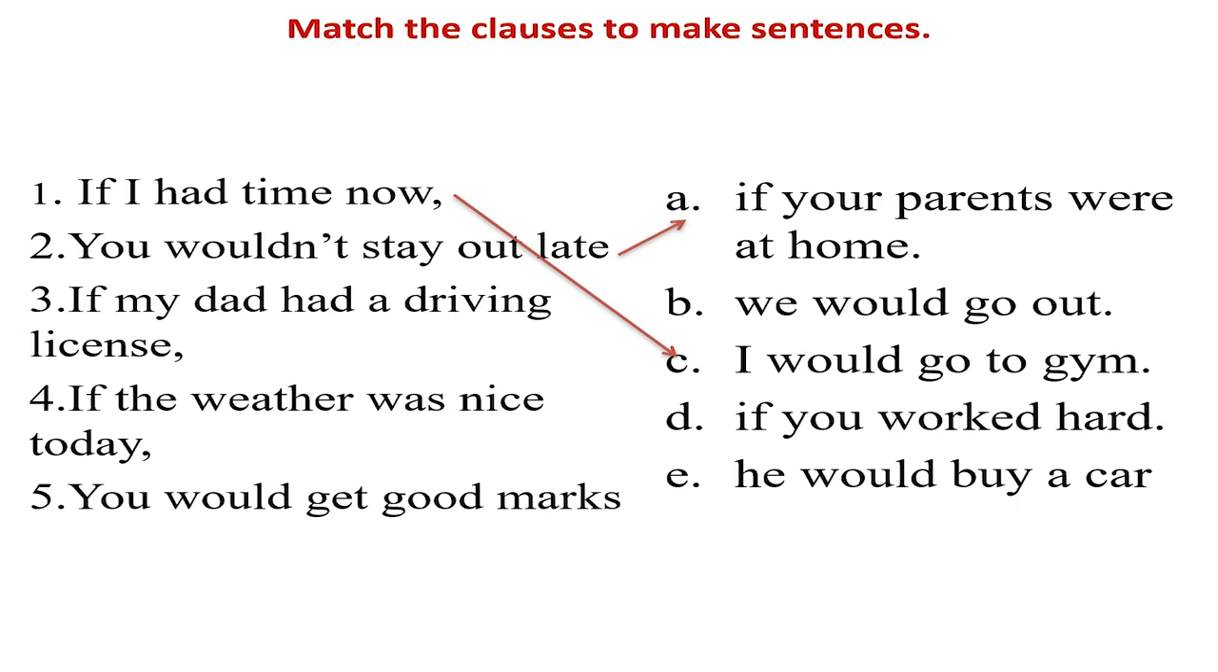3, if my dad had a driving license, yes, what would he do? Yes, very good. He would buy a car. Okay, very good. Number 4, if the weather was nice today. Yes, very good. We would go out.